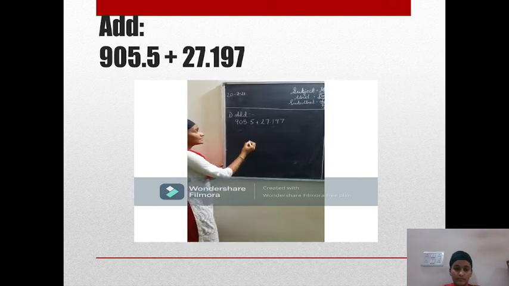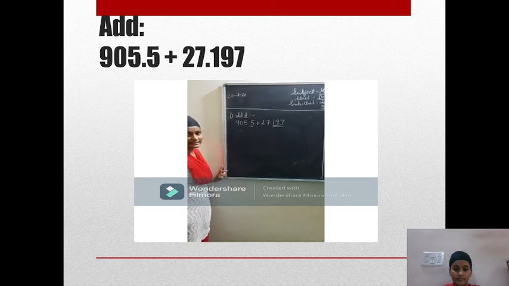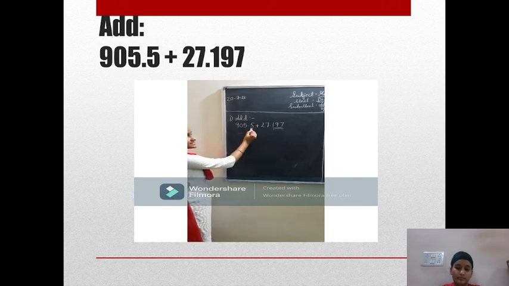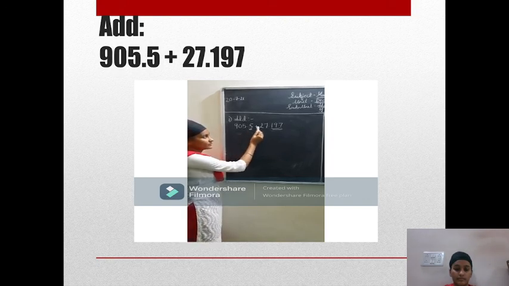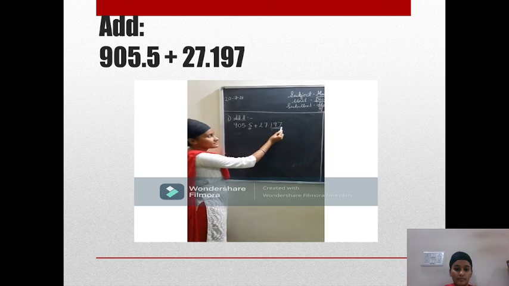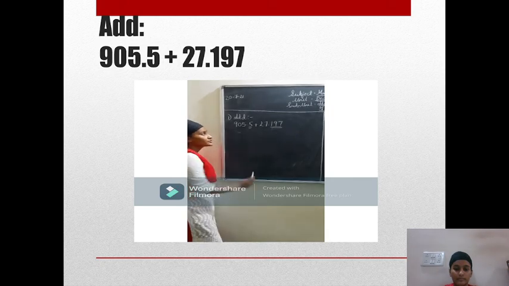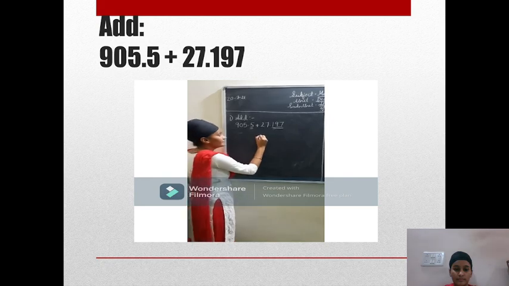Now, the second thing, you have to pay attention to the place values. After the decimal point, you have to check the place values of all these numbers. What is the place value of this 5? It's the tenth place value. And what are the place values of these three numbers? Yes, very good. Tenths, hundredths and thousandths. So what you will do is, you will simply first write the number.